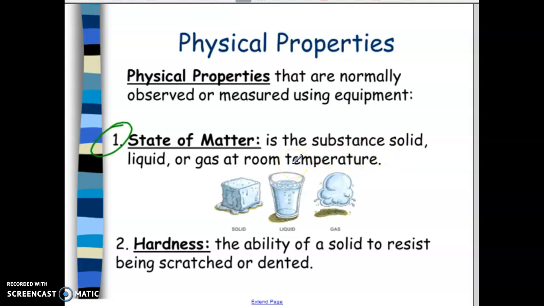So by identifying if something is a solid, a liquid, or a gas, that is a physical property, right? So at room temperature, water is a liquid. That's a type of physical property.